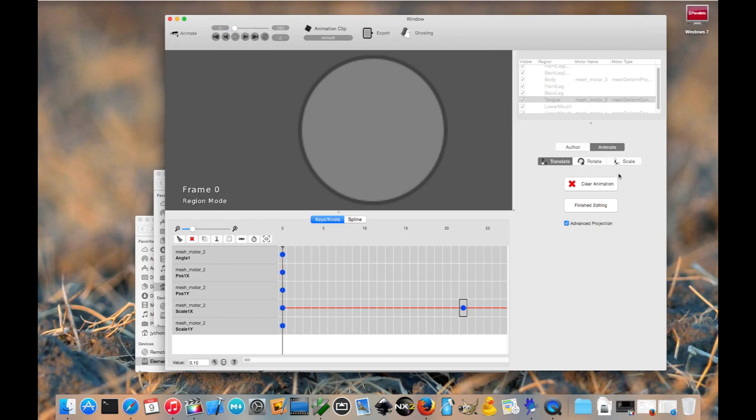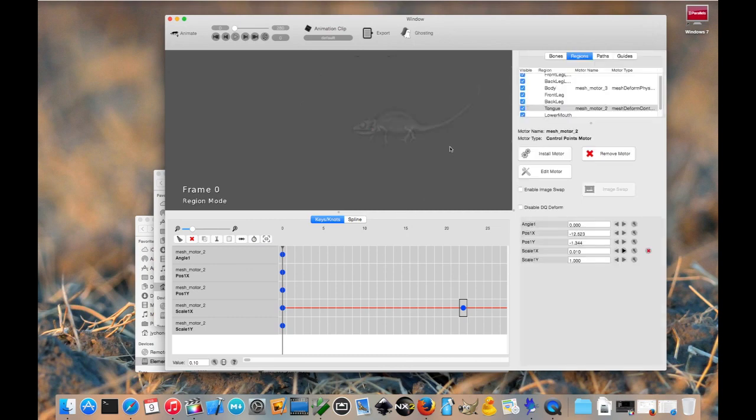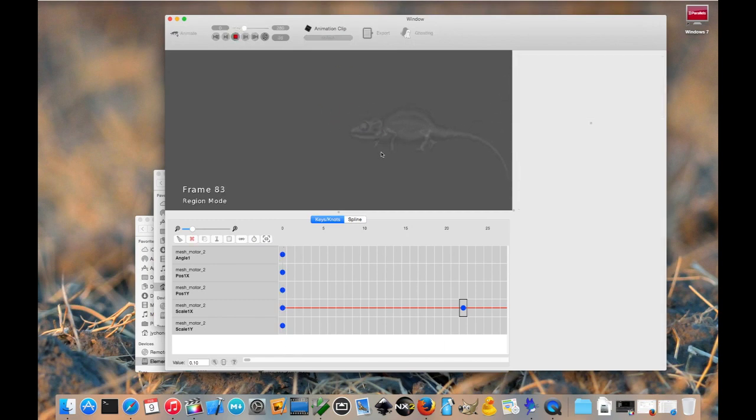The other thing we need to do, very important, is to check the advanced projection knob. And this enables the tongue, when deformed, to actually follow that chain of bones, right? So when you play it back, that's what you get. It's a combination of bone physics and control point motors. That's how the tongue snapping out and snapping in effect is achieved.